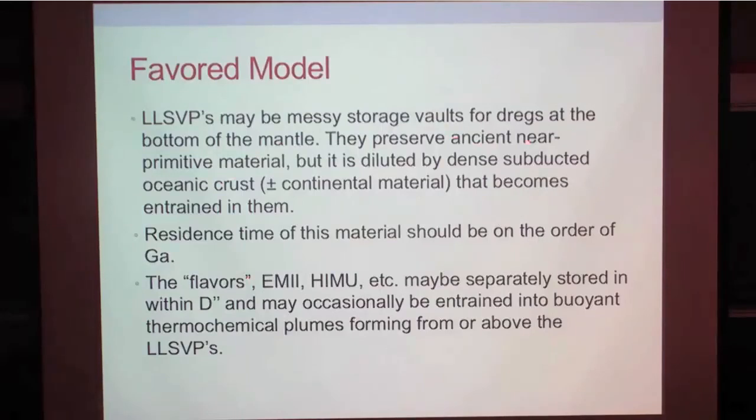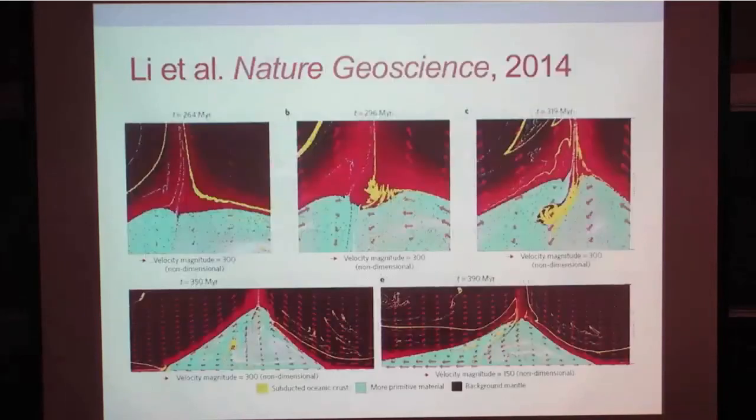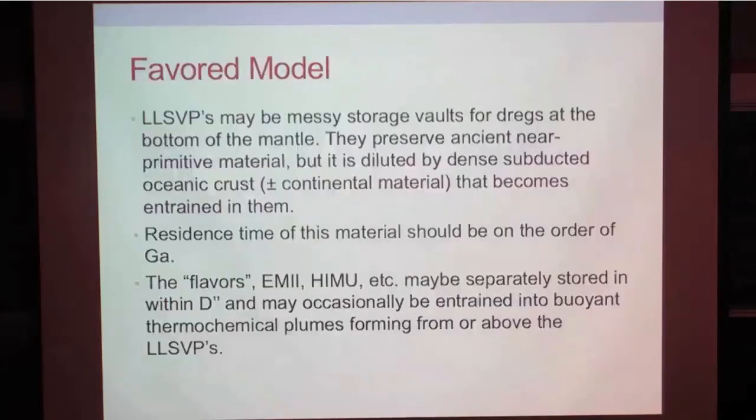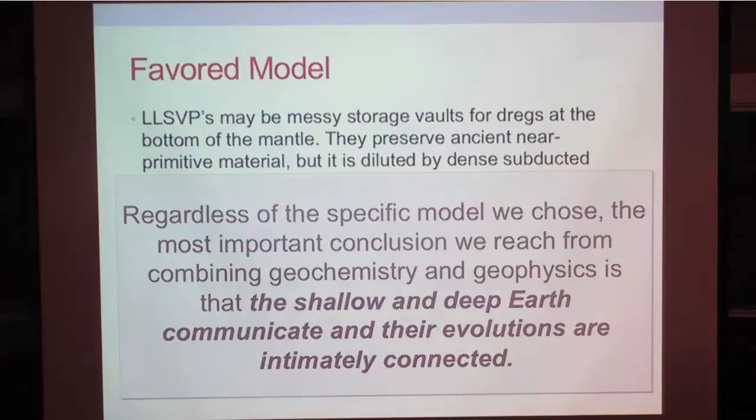So maybe these LLSVPs are messy storage vaults for dregs at the bottom of the mantle. They perhaps preserve some ancient near-primitive material, but it's been diluted by oceanic crust, plus or minus continental material. It becomes entrained in them. Isotope systematics would suggest the residence time of material in there might be on the order of 1 billion years or more. These flavors, maybe they're not mixed in, or not much anyway, and maybe somehow there's stuff that's been stored somewhere else in the mantle and gets entrained here as the plumes rise off this hot mantle. Anyway, here's, I think, the most important point we get from isotope geochemistry, combining it with the geophysics that we've seen.